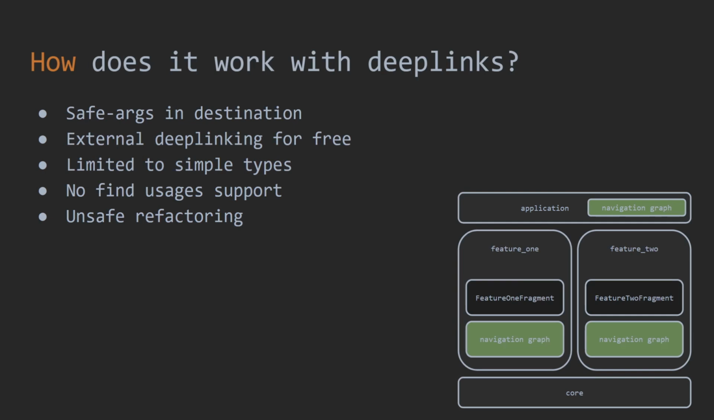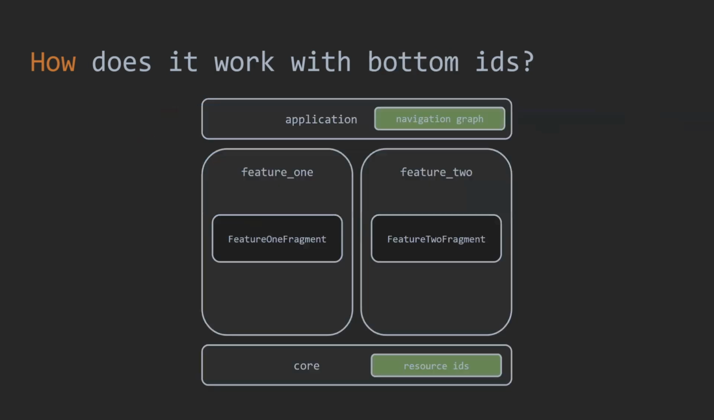All right. Our next option is the bottom IDs strategy, which, as suggested by the name, means that we're going to have some resource IDs defined at the bottom of our module structure in the core module. And then we will also add a navigation graph to the top level application module. In our features, we can then use these shared resource IDs to perform navigation.